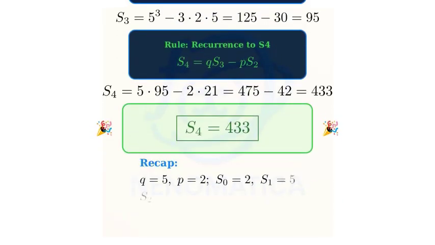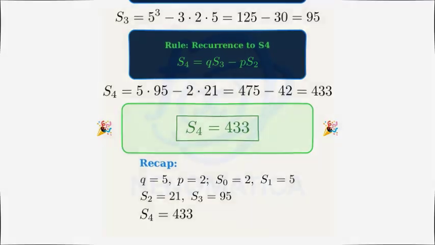Quick recap. Using Vieta, we found q equals 5 and p equals 2. Then S0 equals 2 and S1 equals 5. We computed S2 equals 21 and S3 equals 95. Finally, the recurrence S4 equals qS3 minus pS2 gave 433. Try practicing with another quadratic, for example x squared minus 6x plus 5 equals 0, and compute S4 yourself.